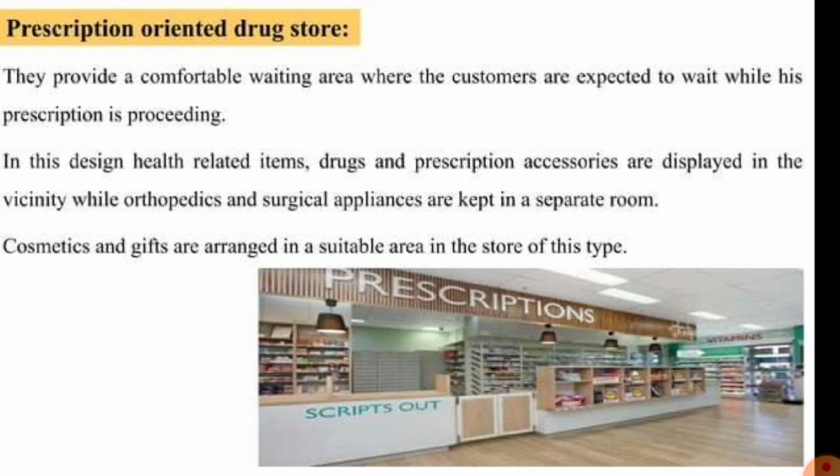Third is the prescription-oriented drugstore. They provide a comfortable waiting area where the customers are expected to wait while their prescription is being processed. In this design, health-related items, drugs and prescription accessories are displayed in the vicinity, while the orthopedic and surgical appliances are kept in a separate room. Cosmetics and gifts are arranged in a suitable area in the store of this type.